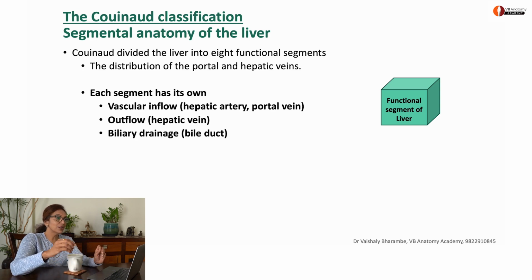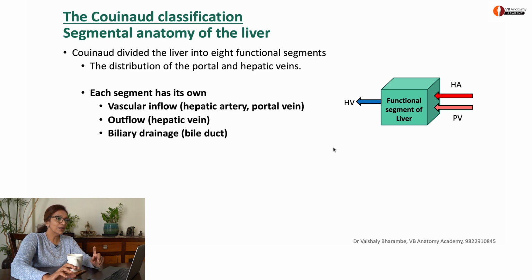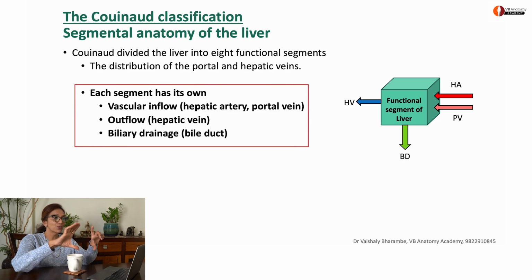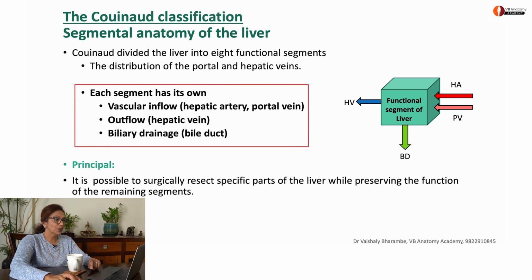Each segment had its own vascular inflow, vascular outflow, and bile outflow. Understand this. Each had its own vascular inflow through the hepatic artery and portal vein, vascular outflow through the hepatic vein, and bile secretion through the relevant bile duct. So each was one Couinaud segment. The principle is that it is possible to surgically resect segments without damaging the functionality of the other segments.